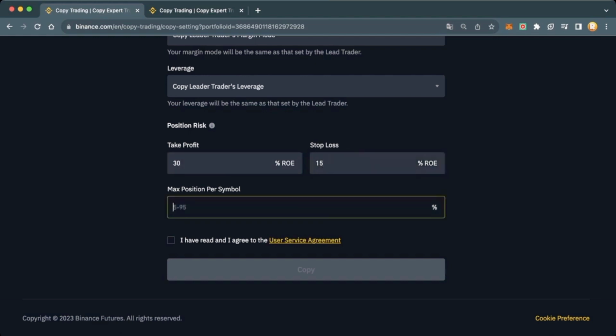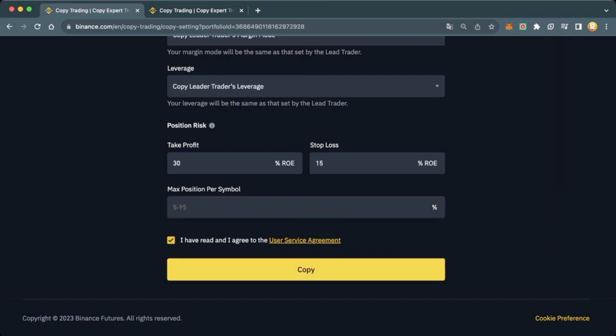We can also choose max position per symbol. So again, if one trader is taking a huge bet on one position, then you can limit that and say, we don't want the whole account getting wrecked by one trade. And so you can put that in maybe 50% or 20%. And again, your P&L is going to be very different to the trader if you're doing this, but that's up to the individual trader. Then just read the service agreement. I would read this carefully.